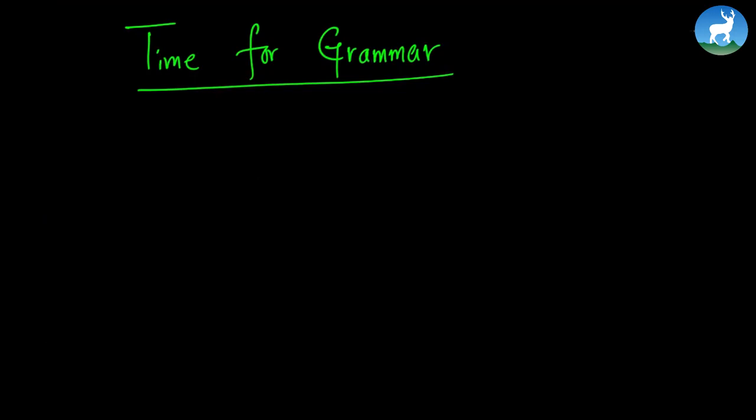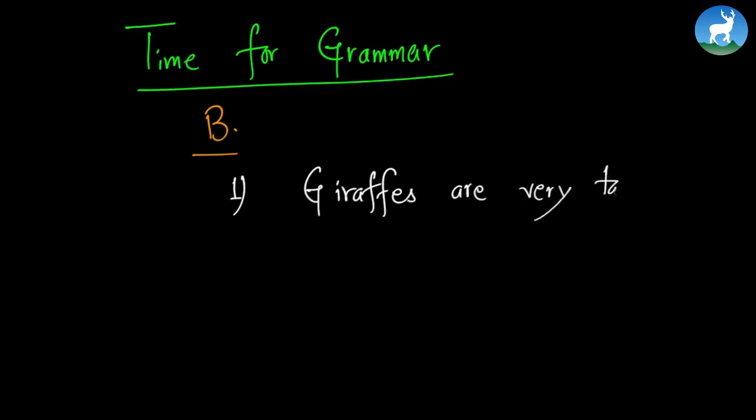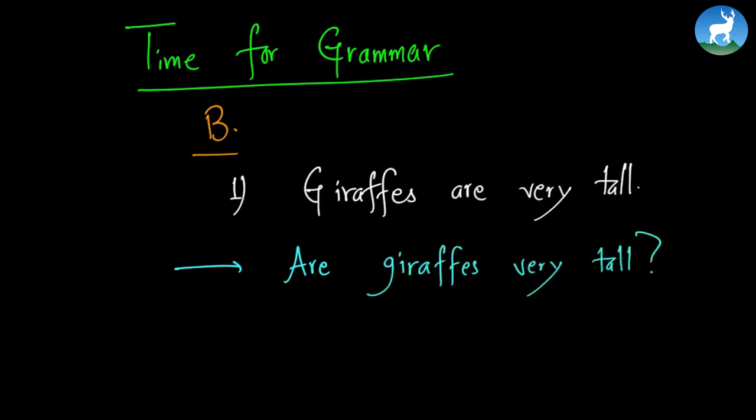We'll now go to the Time for Grammar section from the book. You can even have a look. It's on page number 82, Time for Grammar, number B. If you go to the book, you'll find a question. The first example is actually done for you. The statement is, giraffes are very tall. Now you need to change this statement into an interrogative sentence. So it should be, are giraffes very tall? And you can even give an answer: yes, they are. Likewise, you can solve other questions.